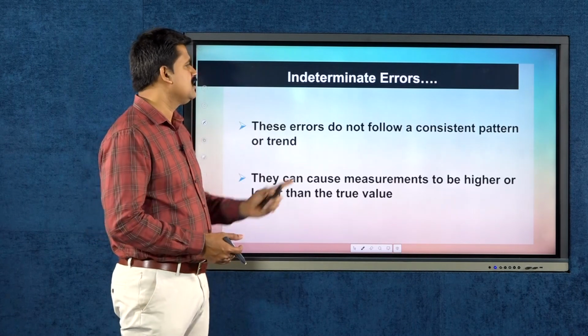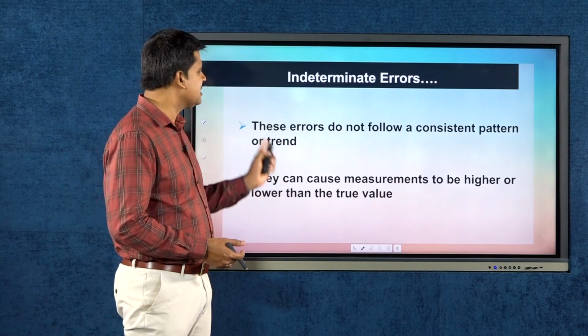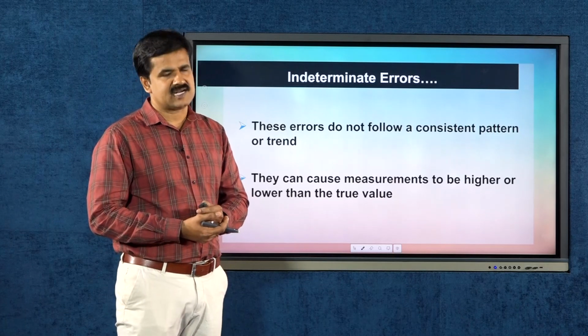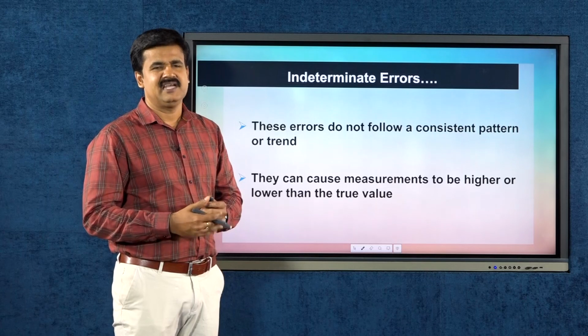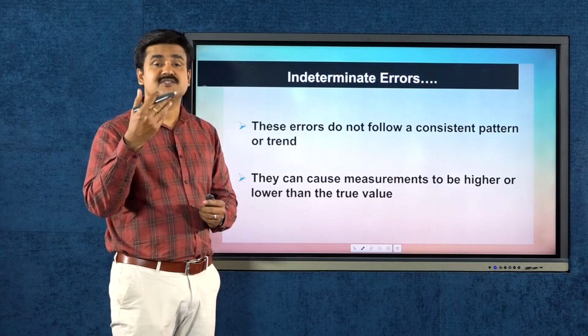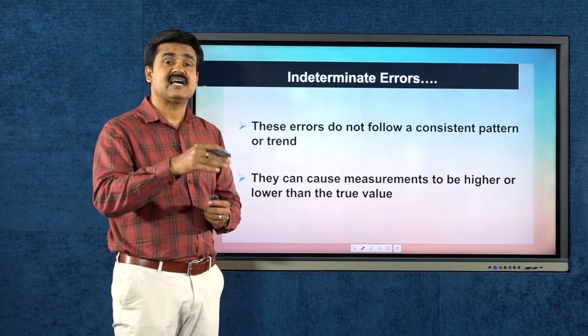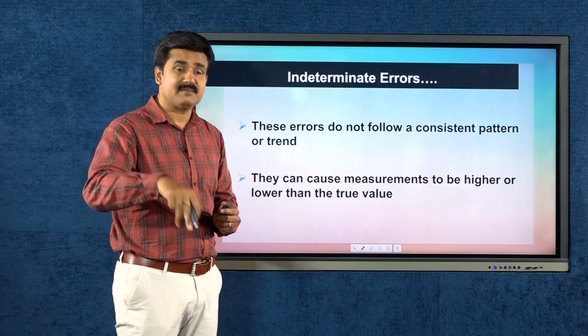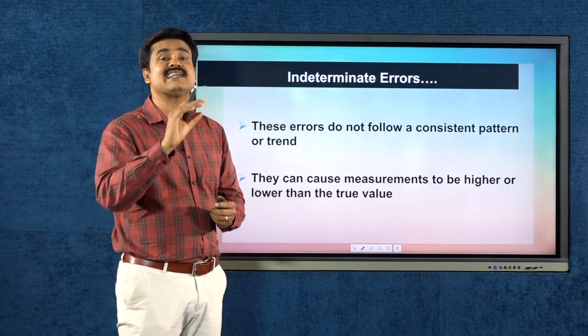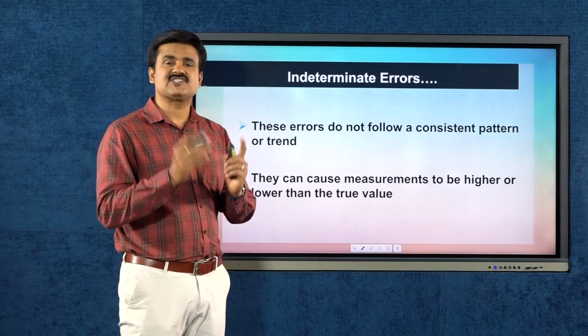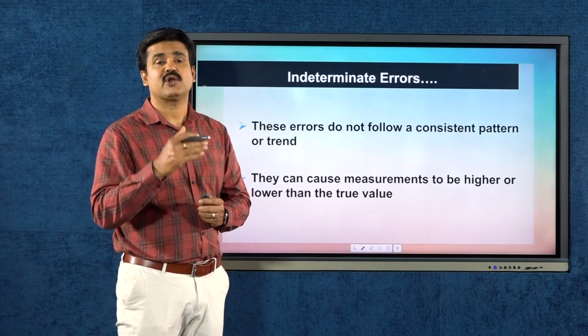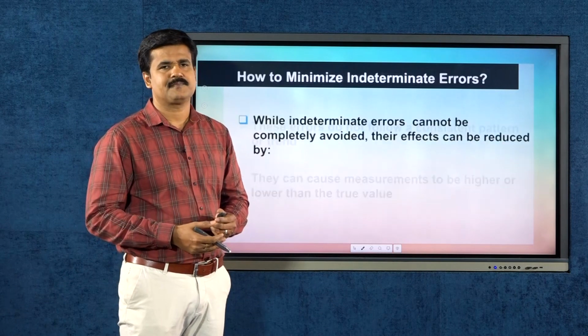These errors do not follow a consistent pattern or trend. Sometimes the values may be higher, in some other case the measured values may be low, but these higher and low values show some distribution around a central average. They can cause measurements to be higher or lower than the true value.